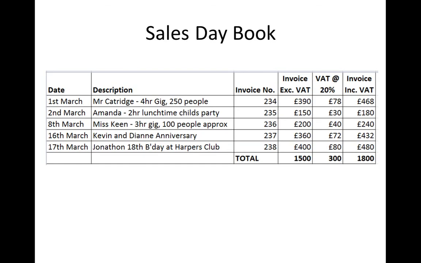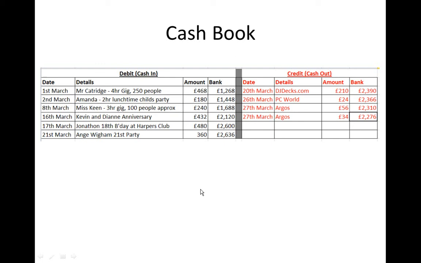A sales day book shows what sales they've done in that day, or in that week or month or year. So it records the sales, the money they've received from their customers. We can see on here, appropriate for a DJ, we've got money received from Mr Catridge, Amanda, Miss Keane, Kevin and Diane, Jonathan. We can see invoices that they have paid, and we've got details excluding VAT, how much the VAT is, and including VAT. So that's saying what money we've received from our customers, and we keep both of these as a rolling record.